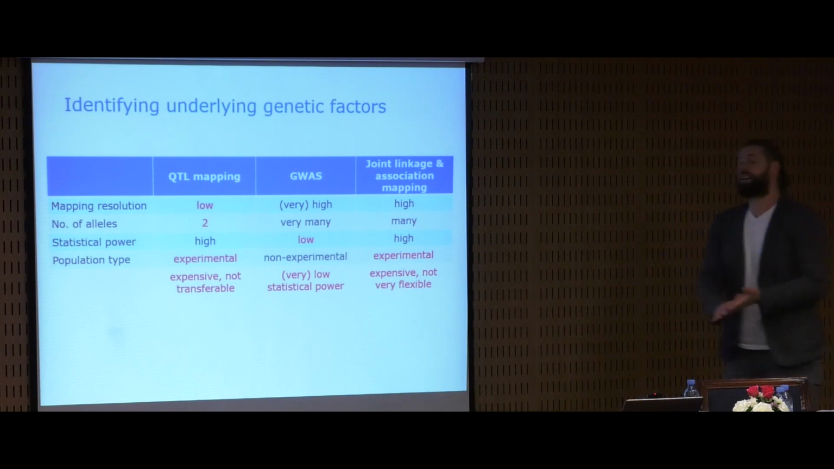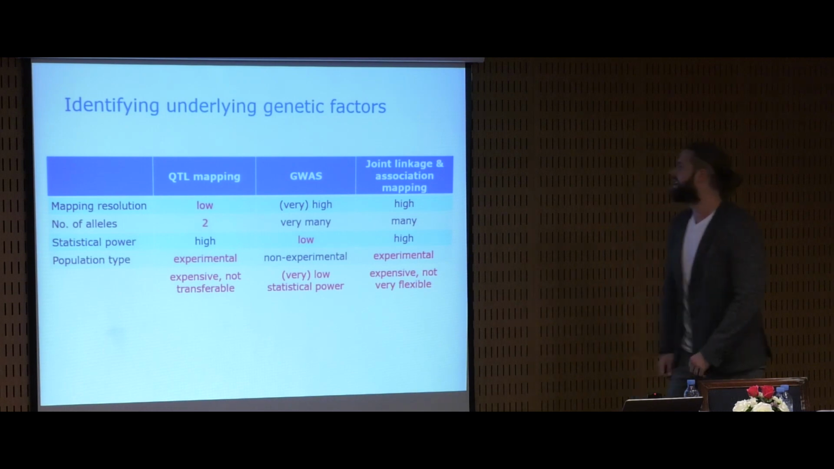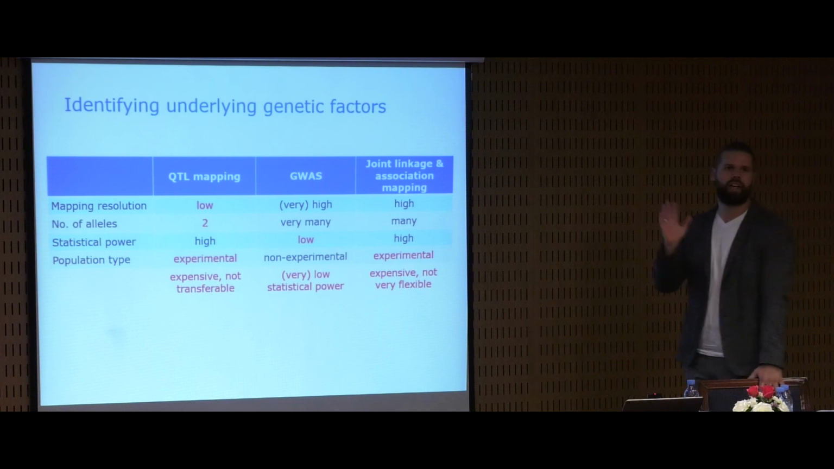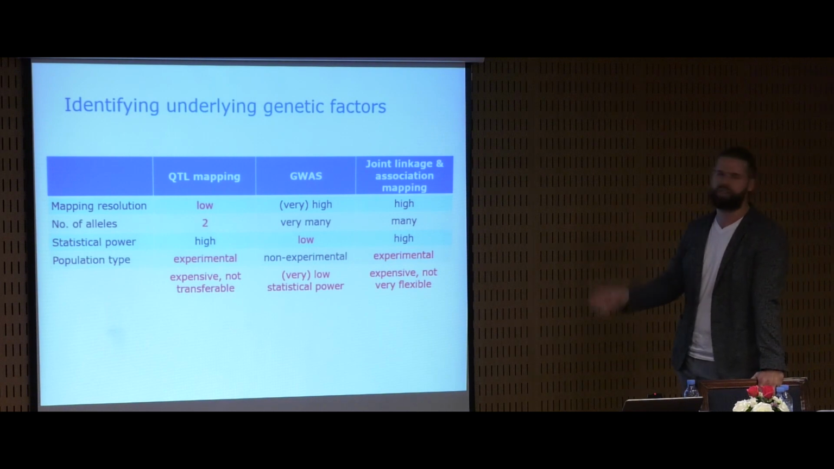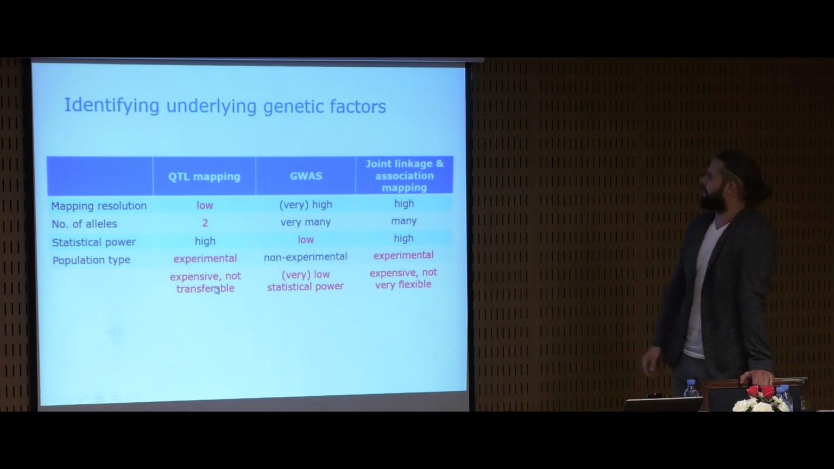So now talking about identifying genetic factors that underlie this genetic improvement, we could of course go back and use any kind of mapping approach to map a genomic signal. But each of these approaches that I mentioned in the very beginning, they have strong limitations. For example, QTL mapping, which is expensive, not transferable.